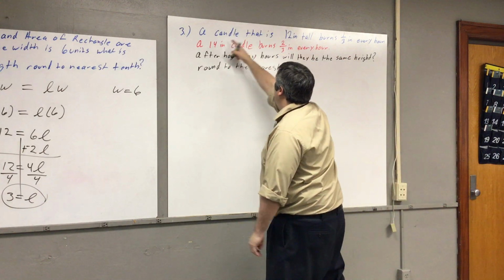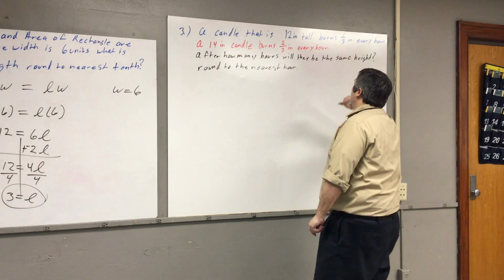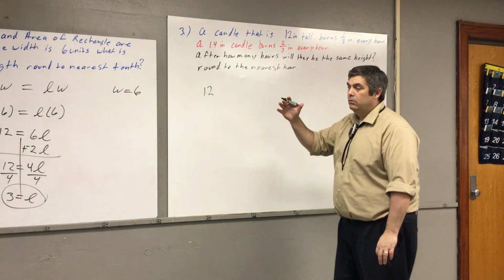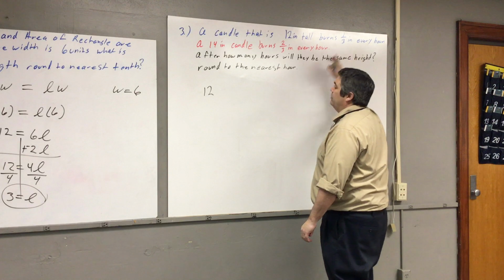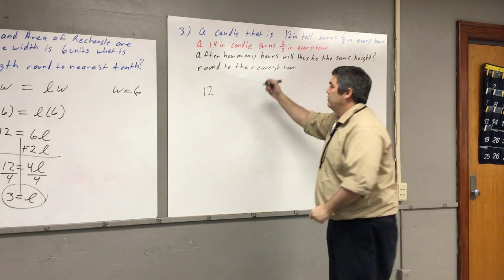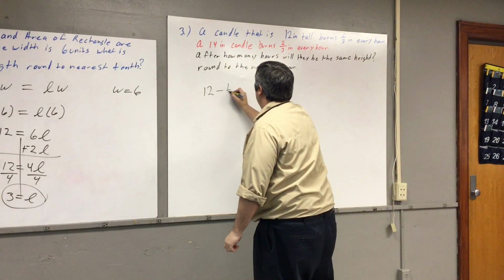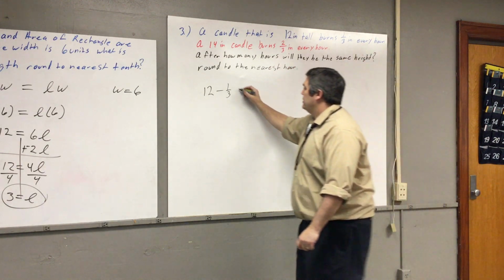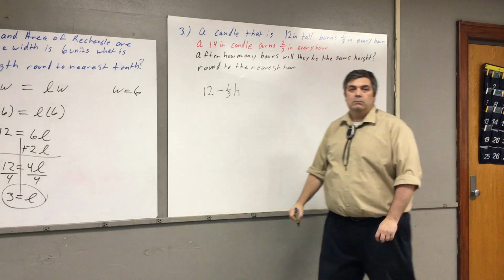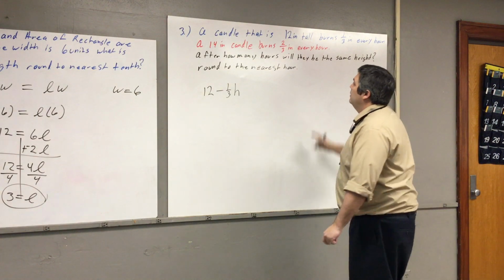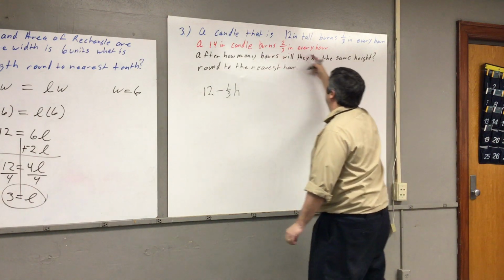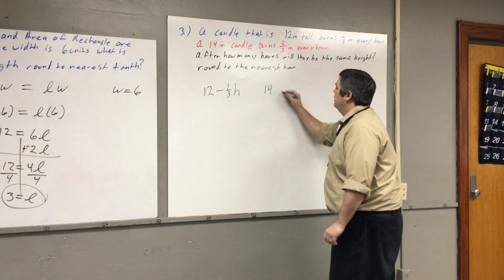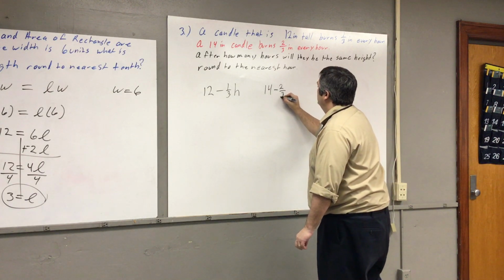This first one, a candle that is 12 inches tall burns 1/3. So it's 12 inches tall and it burns 1/3. Well, when you burn something, you're taking away. So minus 1/3 in every hour. So I'm going to use H. That's hours. Okay? A 14-inch candle burns 2/3. So 14 minus 2/3.